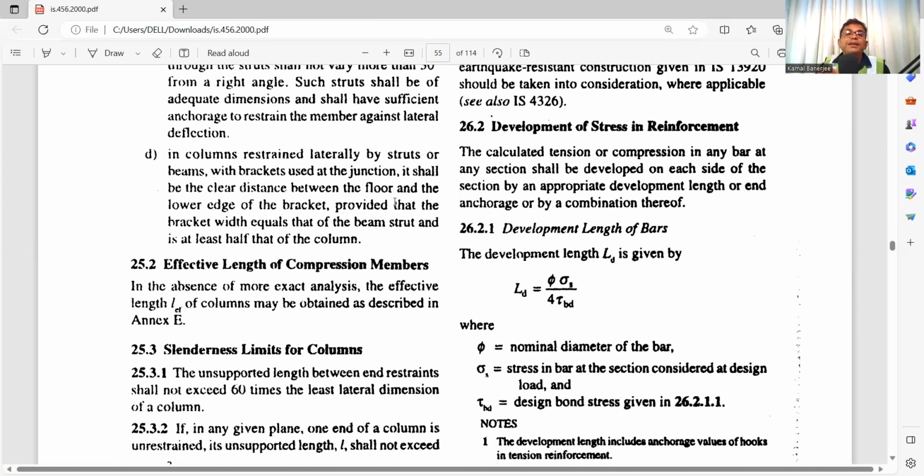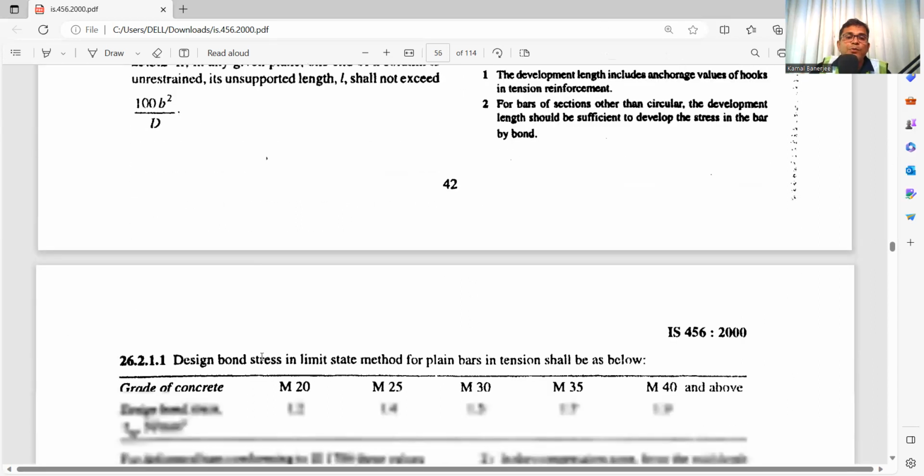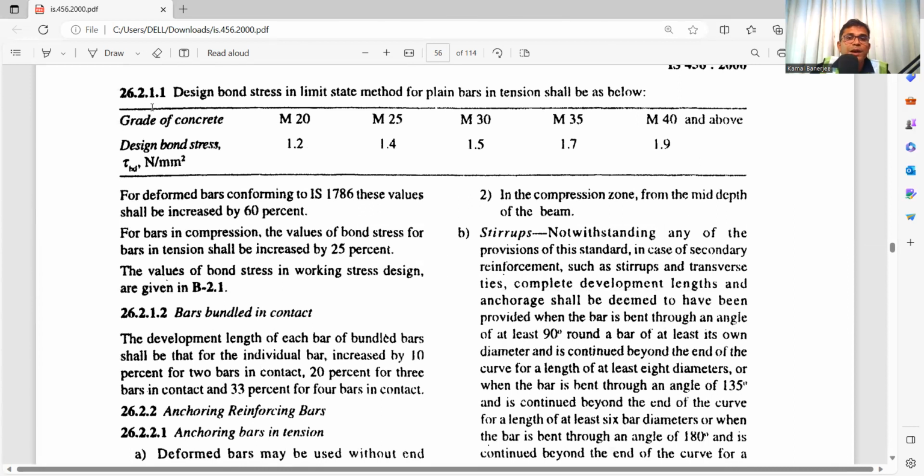Let's summarize. LD is phi of sigma s by 4 tau BD. Phi is the nominal diameter of the bar. Sigma s is the stress in the bar at the section considered at design load, that is Fy 415, Fy 500, Fy 550, and tau BD is the design bond stress. And where can we get the design bond stress? Here, in the table in 26.2.1.1. These are for the plain bar and the tension member. And how will we find out for the deformed bar? It will be increased by 60%. And if it is a compression member, again it will be increased by 25%.